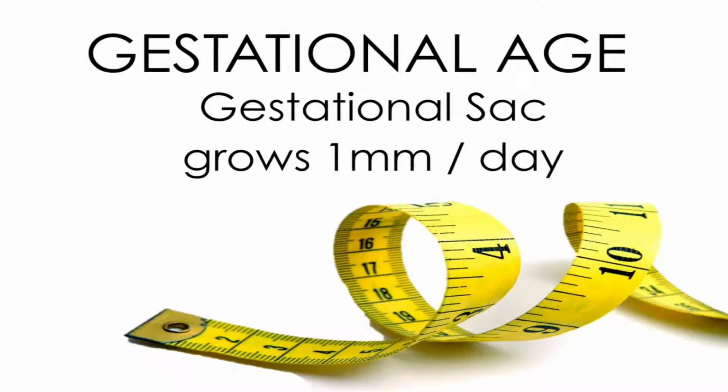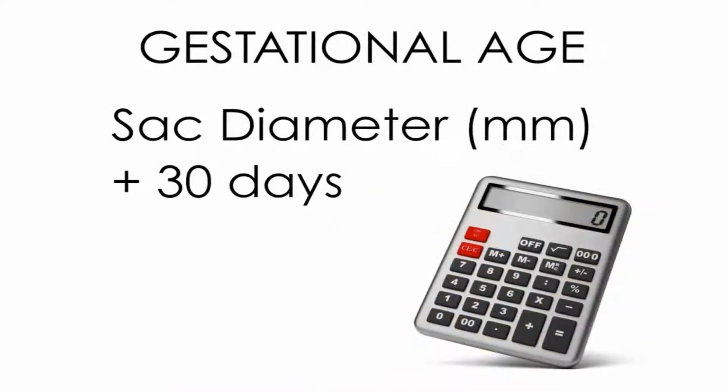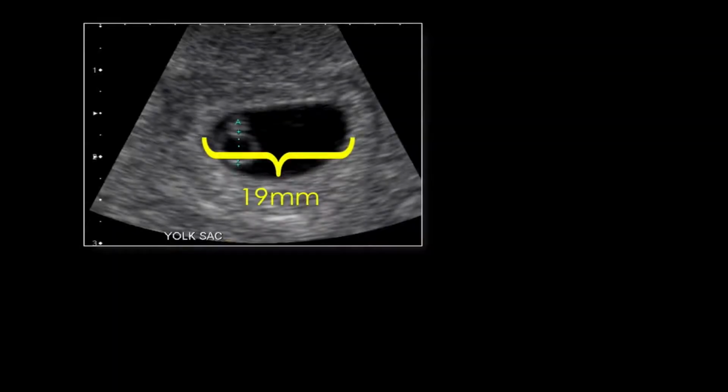The gestational sac grows about 1 millimeter per day after implantation. The formula for estimating the gestational age based on the size of the gestational sac is the mean gestational sac diameter in millimeters plus 30. This number will give you the gestational age in days. In this example, we see the sac diameter is 19 millimeters.